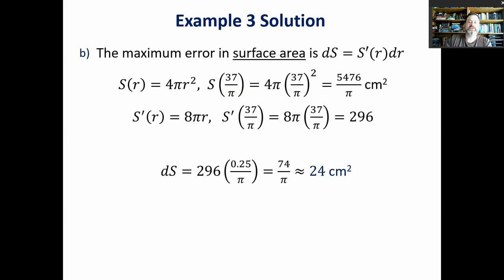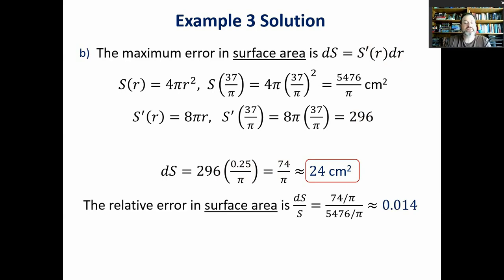Then our dS is just this formula here. S prime of r is 296. dr, we computed two slides ago in the preliminary calculations. You get 74 over pi, which is just 24 square centimeters. And so the relative error is just dS over S. Ends up being about 1.4%. And there you go. That's how you do it.